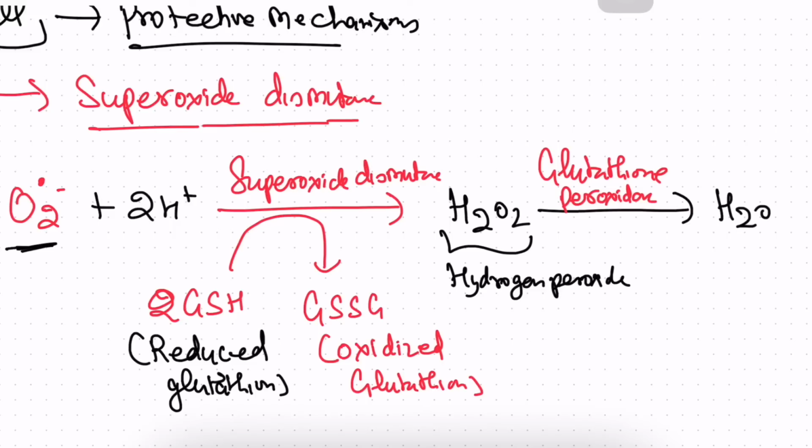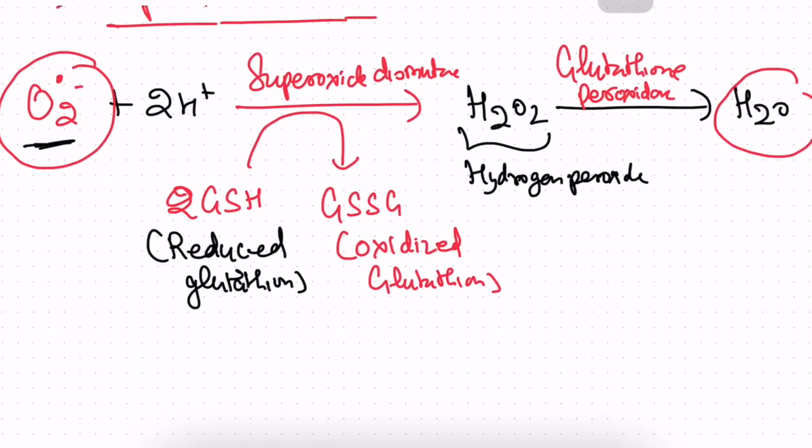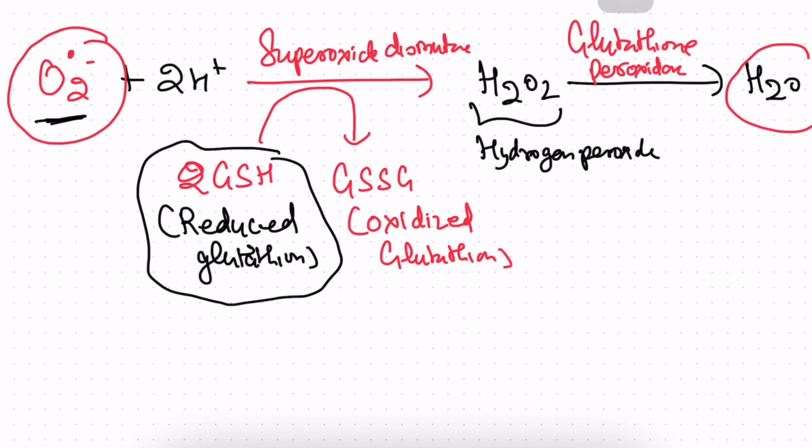So oxygen free radicals are first converted into hydrogen peroxide, and hydrogen peroxide will be neutralized by the action of the enzyme glutathione peroxidase. So here you see the role of two enzymes, superoxide dismutase and glutathione peroxidase. They will neutralize oxygen free radicals to water. So now it is not a dangerous situation. Now here you see in this reaction there is a need of reduced glutathione. Please remember what glutathione is.